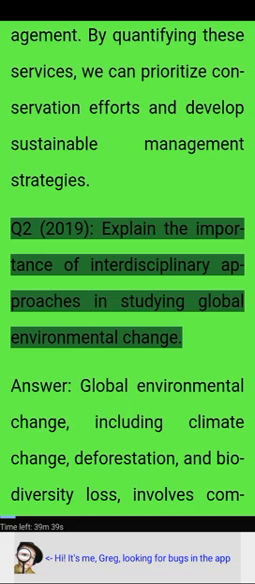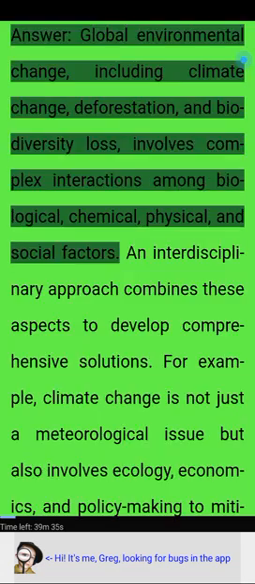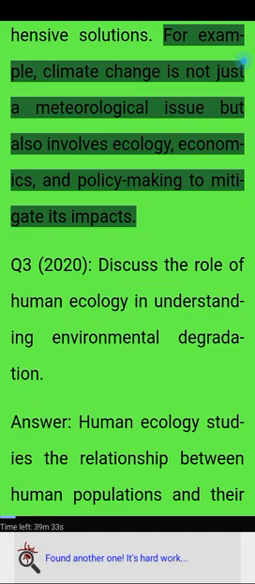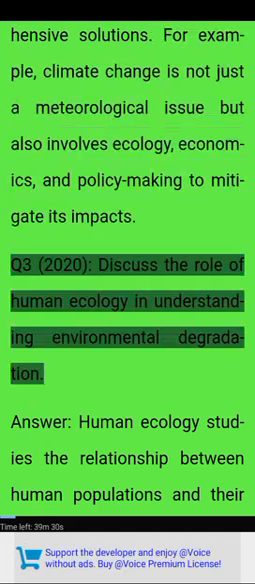Q2 2019. Explain the importance of interdisciplinary approaches in studying global environmental change. Answer. Global environmental change, including climate change, deforestation, and biodiversity loss, involves complex interactions among biological, chemical, physical, and social factors. An interdisciplinary approach combines these aspects to develop comprehensive solutions. For example, climate change is not just a meteorological issue but also involves ecology, economics, and policymaking to mitigate its impacts.